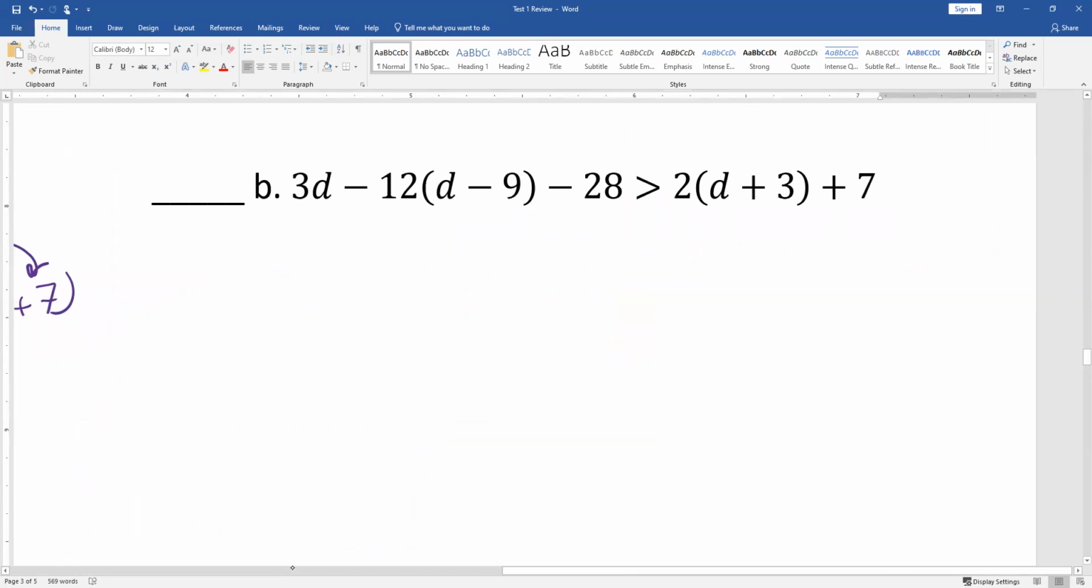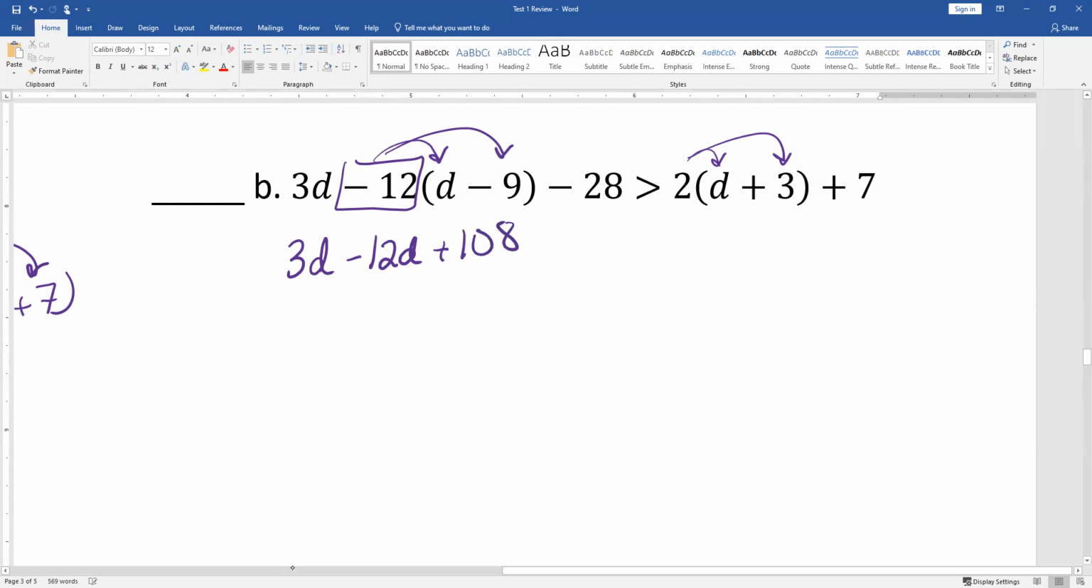All right, so for B, what do we need to do first? Distribute. What are we distributing? Negative 12. All right, and on the other side, positive 2. Easy enough. Okay, so 3D, what's negative 12 times D? That's negative 12D. And then negative 12 times negative 9.